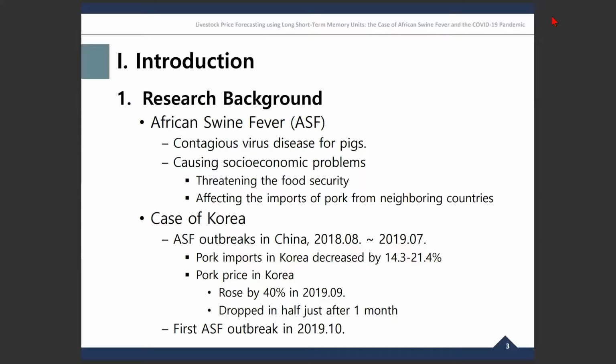Now here are the contents. The research background: before the COVID-19 pandemic, ASF was very notorious. ASF broke out in China in 2018, and it also broke out in Korea in October 2019, causing lots of problems. Pork imports decreased by almost 20%, and price was lost by 40% in 2019, and in just one month it dropped in half after that.